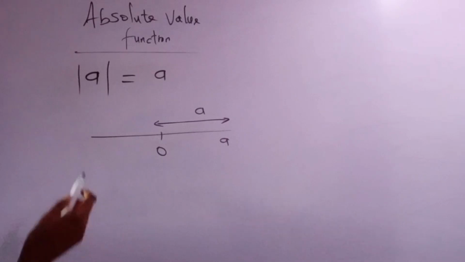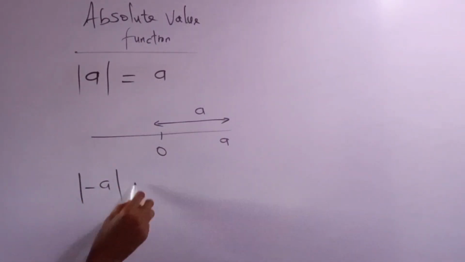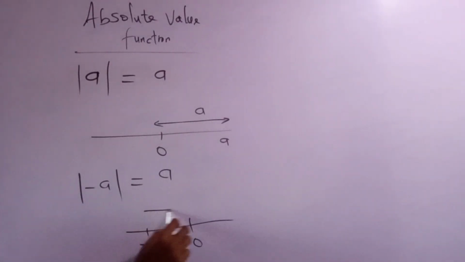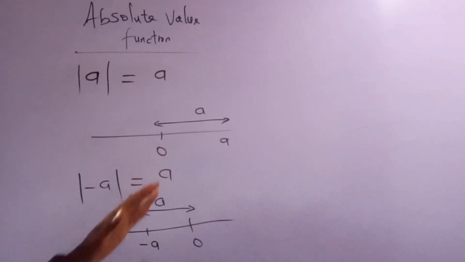Now, if I have, let's say, the absolute value of minus a, the absolute value of minus a is still a, because the distance between 0 and minus a is still a. Because in distance, we do not consider distance to be negative. Also in physics, distance is never considered negative.